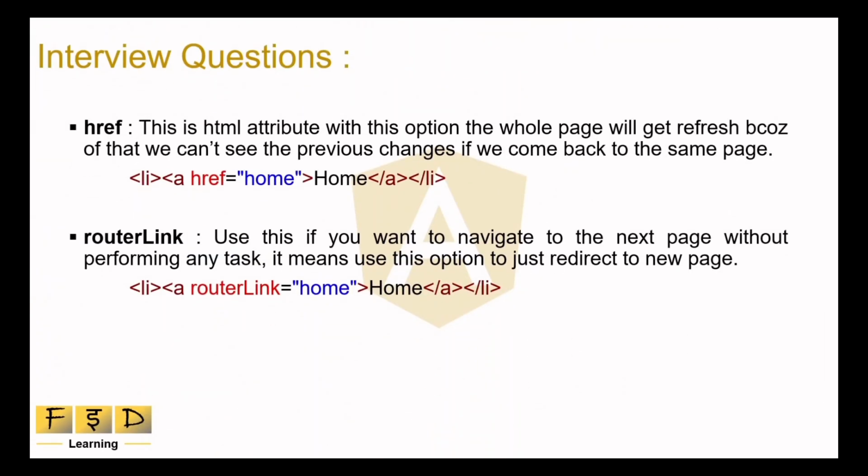So the next is, what is the difference between href and routerLink? Href is a HTML attribute. With this attribute, the whole page will get refreshed. Because of that, we can't see the previous changes if we come back to the same page. And the syntax of href tag is like this. Inside anchor, we can define href attribute. And the routerLink is a directive, and we can use this directive if we want to navigate to the next page without performing any task. It means use this directive to just redirect to a new page. And the syntax of routerLink is, instead of href, we need to use routerLink.